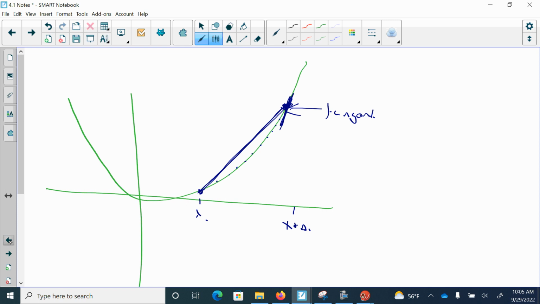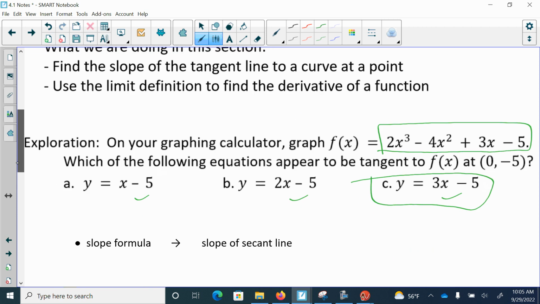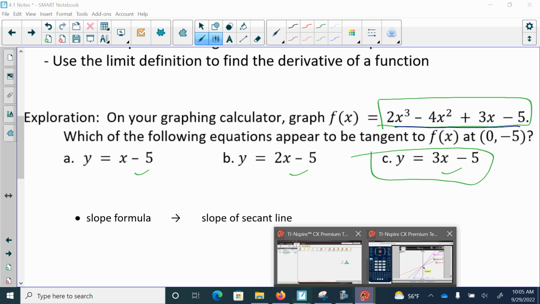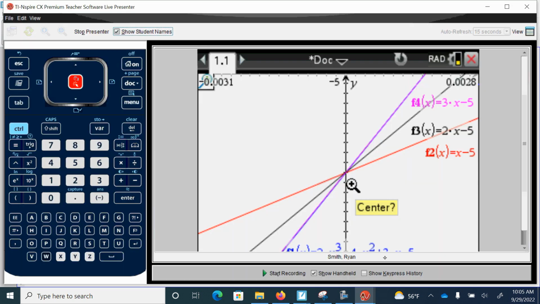So when we graphed this equation on our calculator, and then graphed these three other equations, and zoomed in, zoomed in, zoomed in, the pink line is the one that's most closely representing the slope of the blue line. The blue line is actually underneath the pink line.